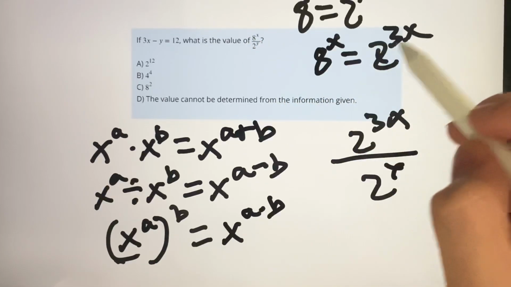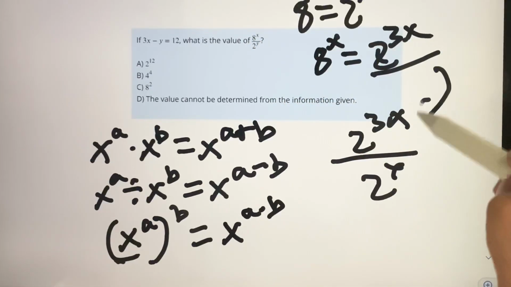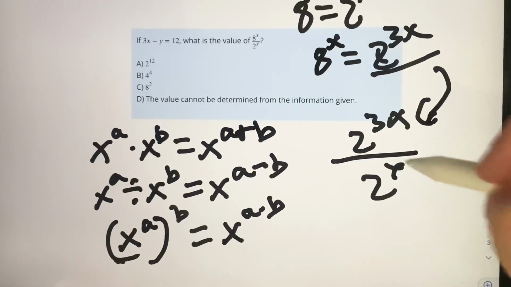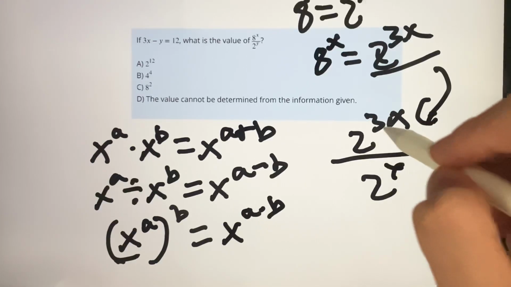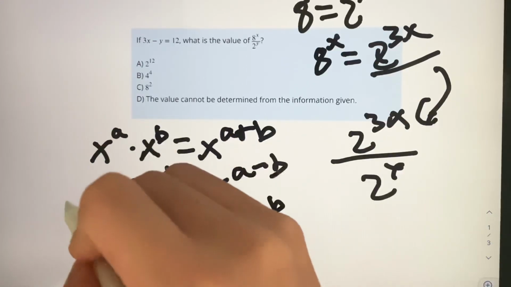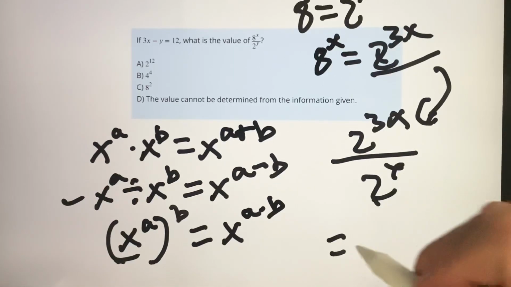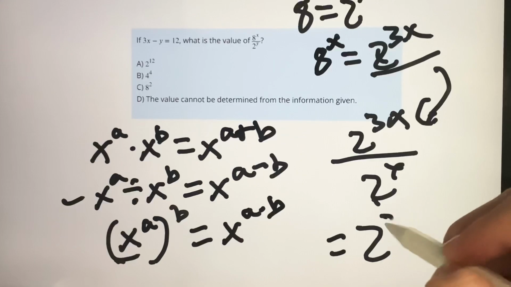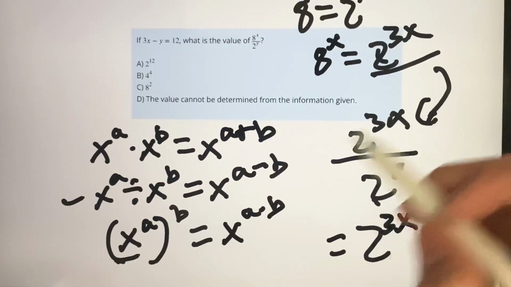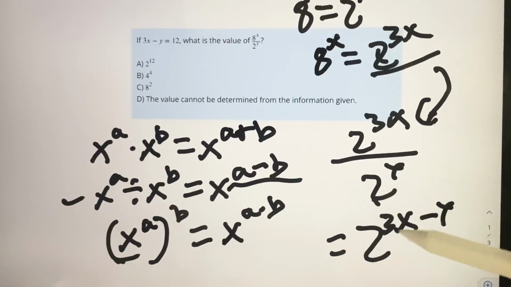Because 8 to the x, as we established before, is this, and we just substitute over 2y. Now, I see that they have the same base, right? And it's division. So which property do we use? We use this property, right? It's division, and they have the same base of 2. So this becomes same base 2 to the 3x minus y, because as you can see, we subtract the exponents, 3x minus y.